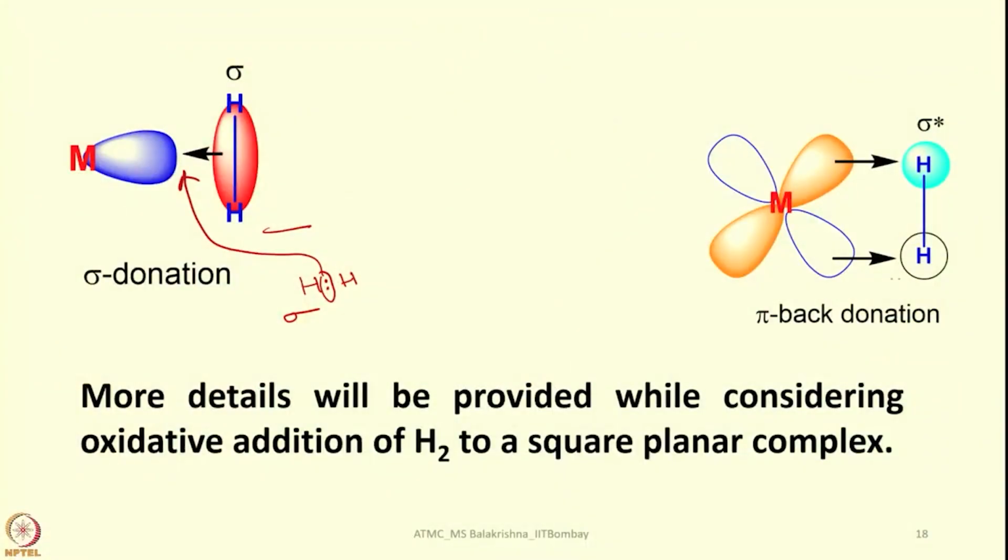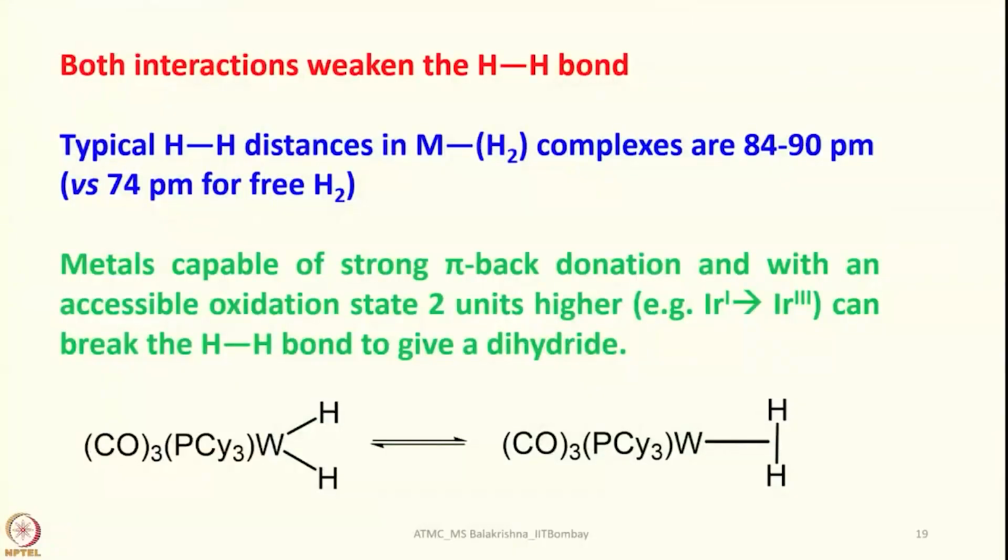You can see here this is the sigma star. So, this will be like back bonding. It becomes more clear in my next slide. More details I am going to provide once again when I consider oxidative addition of H2 to a typical square planar complex. Let us look into how these interactions, sigma donation as well as pi acceptor nature of H2, would weaken the HH bond.